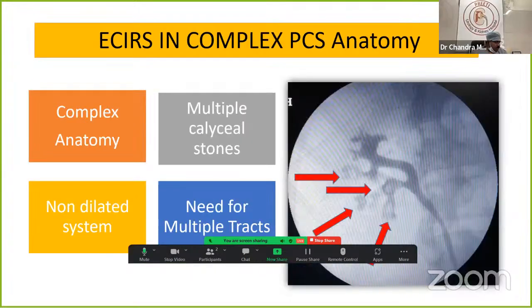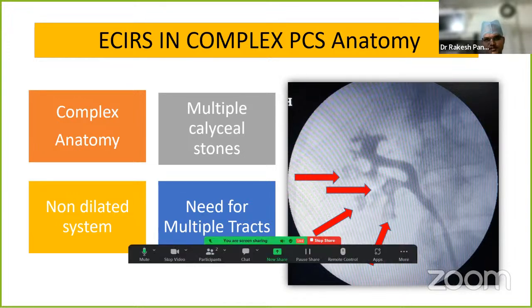Yes, sir. Then ECIRS in complex anatomy cases. As you can see here in the RGP, these branching calyces, trifid system, and all calyces are having stones, all medium-sized stones, more than 1.5 centimeter. We can take help of a flexible scope, and we can fragment from the middle calyx and give it to the nephrostome, so that extra punctures can be avoided.